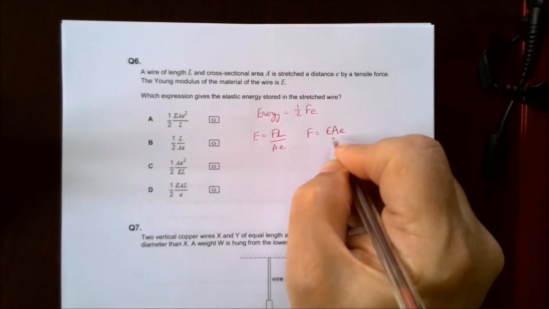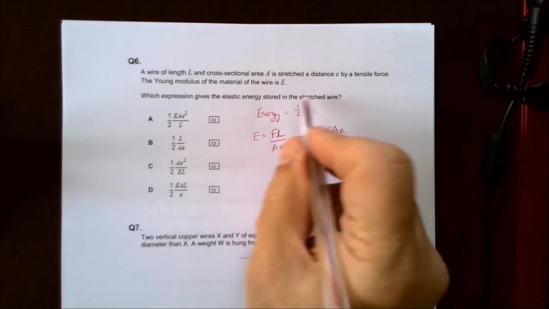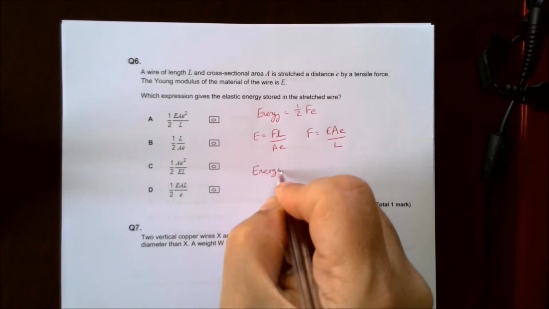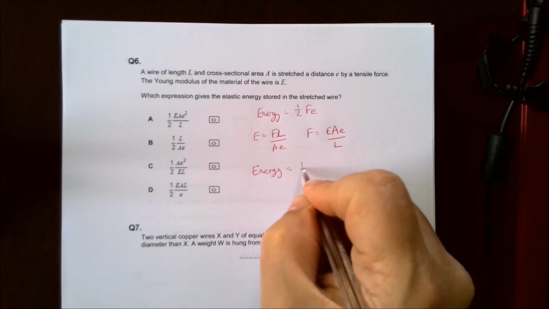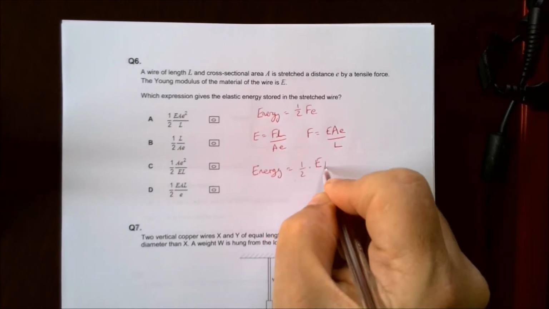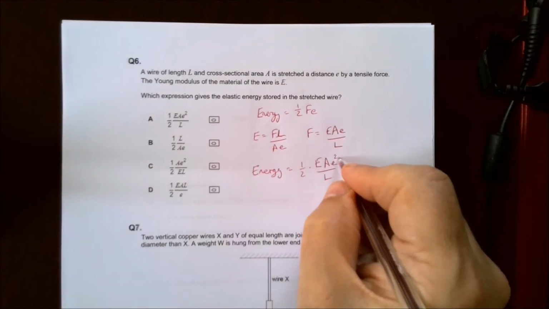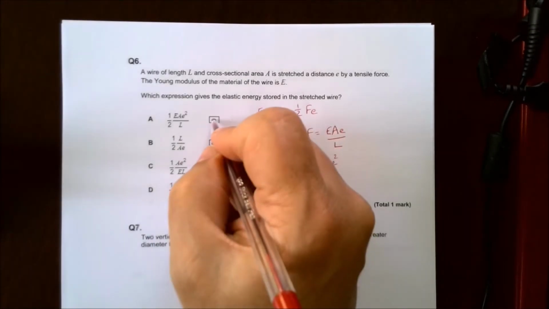So F equals EAe over L. Then we can go back to this one and say that the energy stored is a half times EAe over L times e, so e squared, and that gives you the answer A.